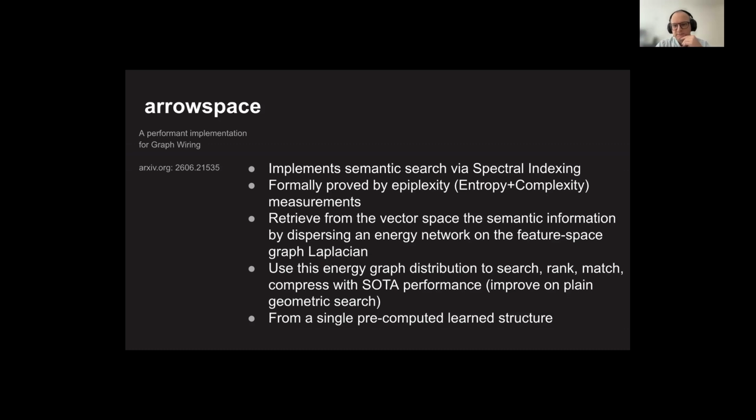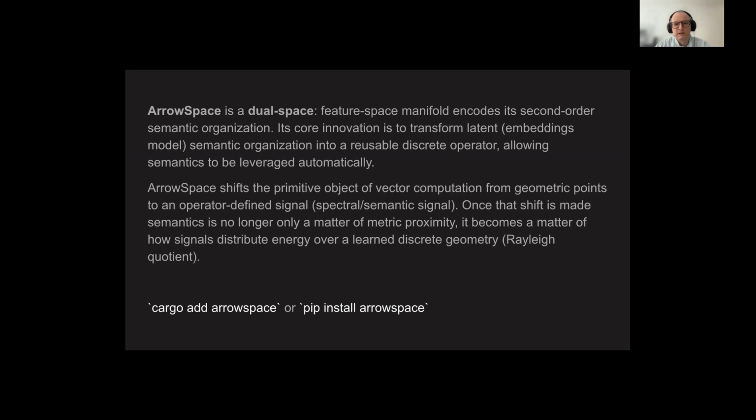The algorithm is proved using the perplexity framework, that is a mix of entropy and complexity. It helps vector search by leveraging semantic information. We will see how we define the semantic information. Everything works from a single pre-computed learning structure, basically an energy network computed on top of the graph Laplacian in feature space.